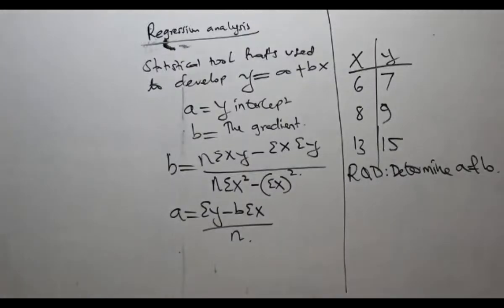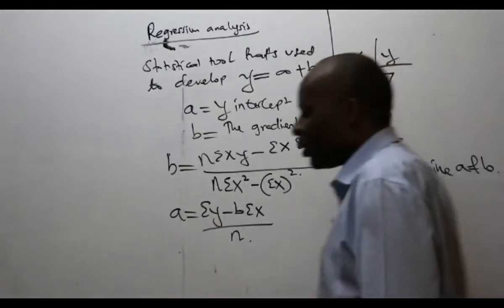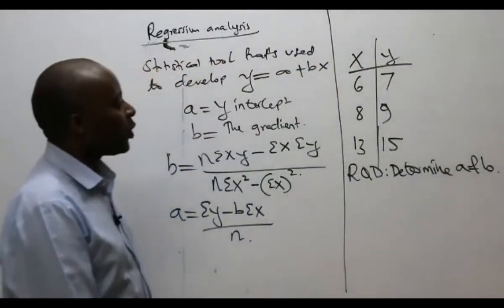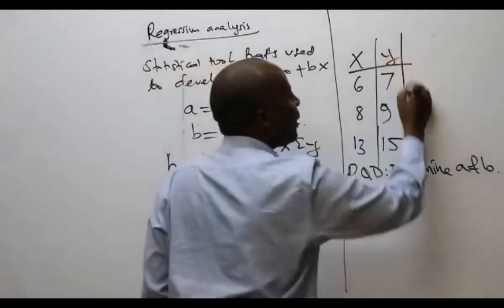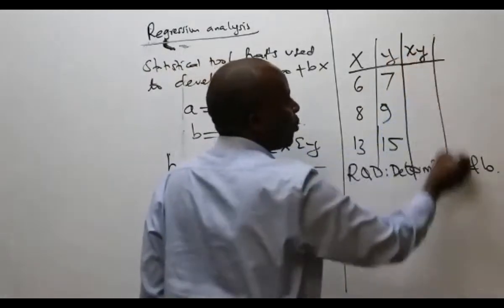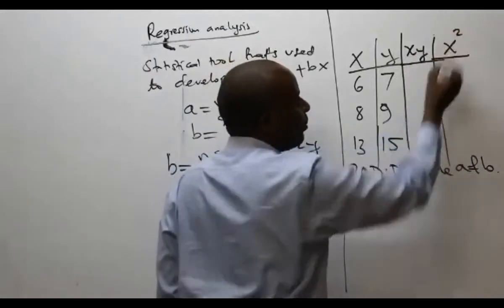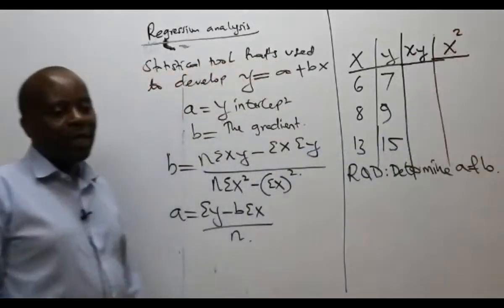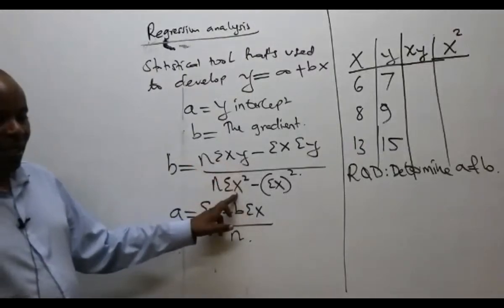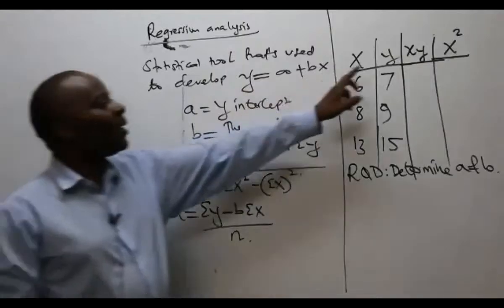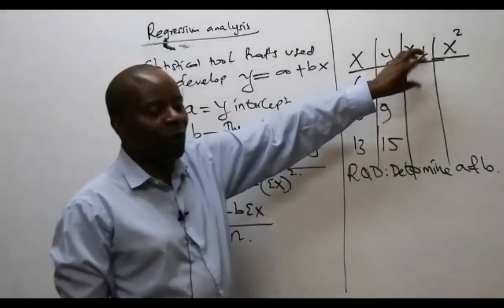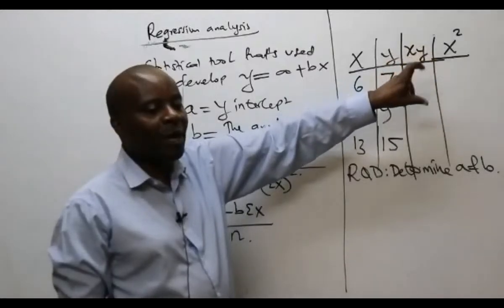So anytime anybody talks of regression analysis, ascertainment of parameters using regression analysis, what you're supposed to do is to create two columns. The first column will capture the multiple xy. The second column will capture the multiple x squared. Xy means we are multiplying. These are the two additional columns that we would need to be able to get the regression parameters.